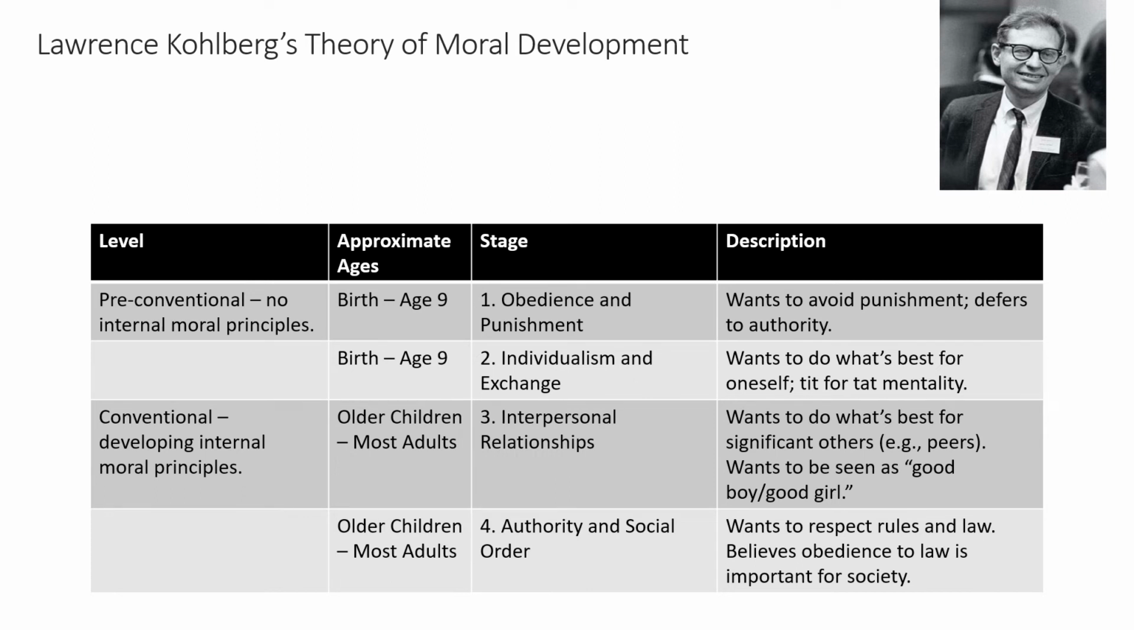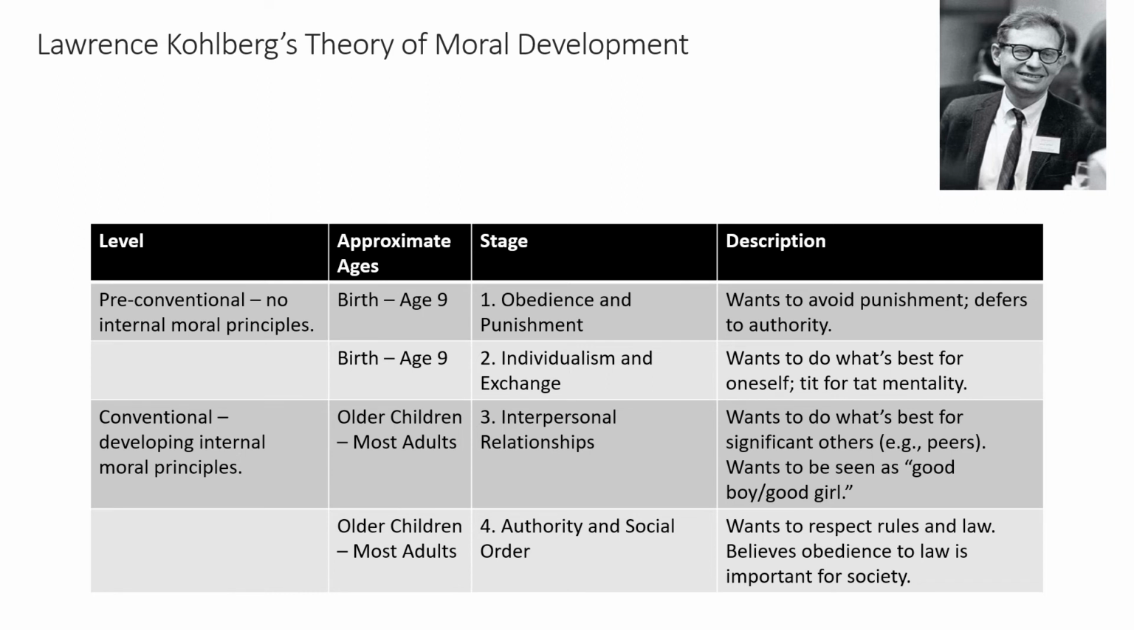The 2 stages within conventional, the first one is called interpersonal relationships, and we actually label it as stage 3 because it's the 3rd stage after individualism and exchange. At this stage, individuals want to do what's best for significant others, for peers, for example. You'll recall that peers are becoming increasingly important at this stage. So they might, for example, offer to let someone copy their homework. They know it's wrong, but they want to do what's best and be seen as a good girl or a good boy.